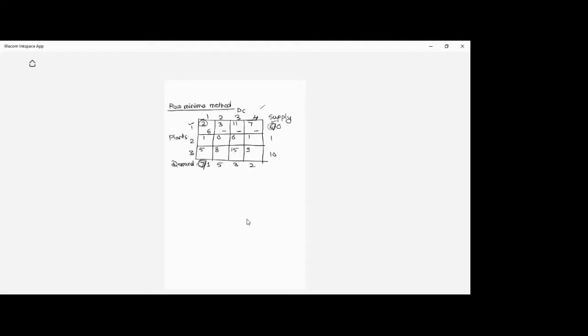So we are not going to do any allocation in row number 1 as of now. Now we have row number 2, and it is for plant number 2, which is having the supply limit as 1. Now while doing the allocation and considering this row, we have to identify the cell which is having the least transportation cost, and the cell which is having the least transportation cost in your row number 2 is 0, right? So we can do the maximum allocation that is possible.